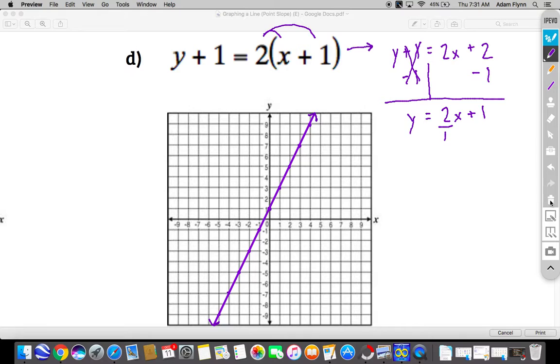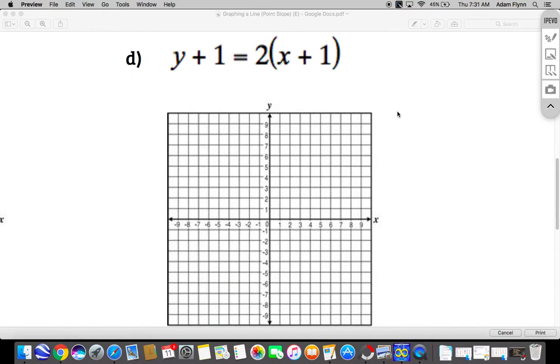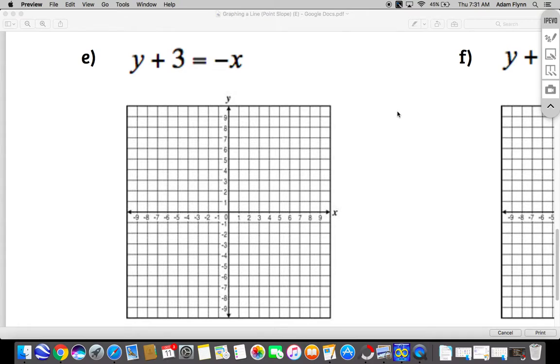Okay, on to E. Okay, looking at this one, it might not look like it's in point slope form, but it is. Remember how we can tell if a linear equation is in point slope form. y and x are on opposite sides of the equal sign, so that's a check for us, and y is not by itself, and y right here has 3 being added to it. So yeah, technically, even though there aren't parentheses, this is in point slope form.